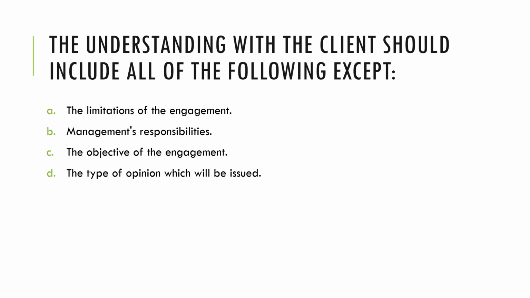Letter B, what are the responsibilities of management, including as well what are the responsibilities of the auditor. Letter C, the objective of the engagement. In the case, for example, of an audit, is to give an opinion on whether the financial statements are free from material misstatements. Or letter D, the type of opinion which will be issued, and this is the exception. When we reach an understanding with the client, we do not agree on the type of opinion to be issued. Okay? Because the type of opinion will have to depend on the evidence that we will be obtaining. So we do not agree with the client what opinion we will be giving them. Okay? So delta is the answer.